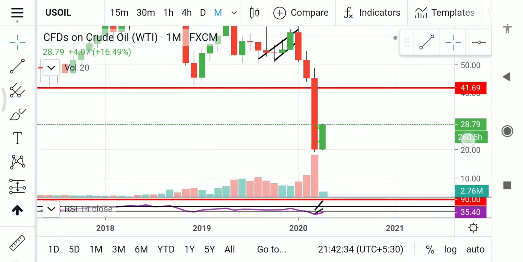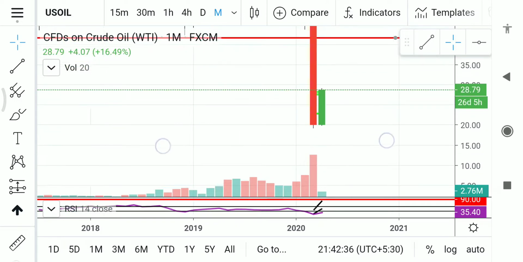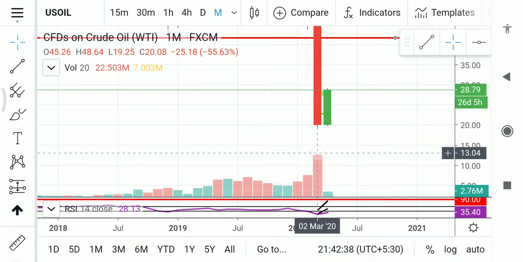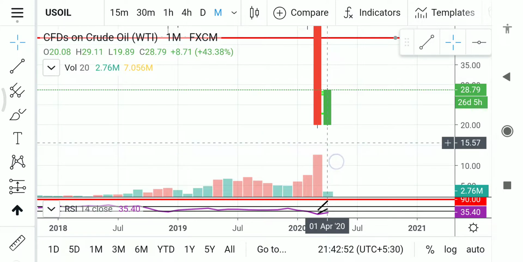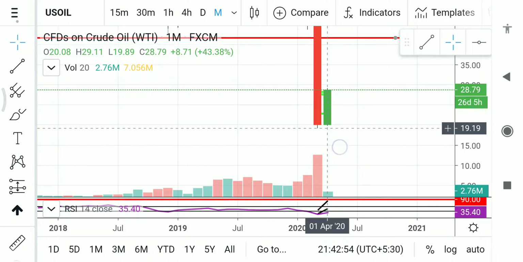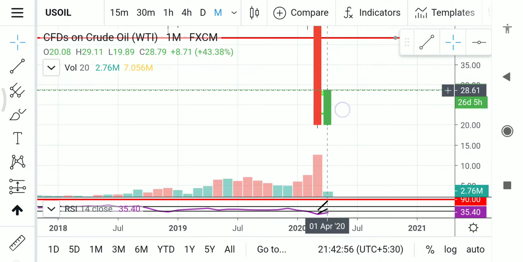A good short entry will be when the low of the second March candle breaks, that is 19.25. If the low gets broken, then we can short somewhere around 50% or 60% of the candle high.